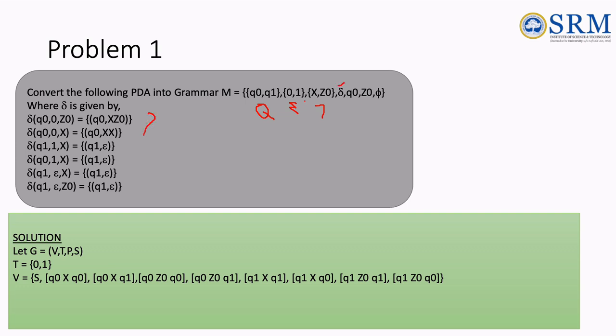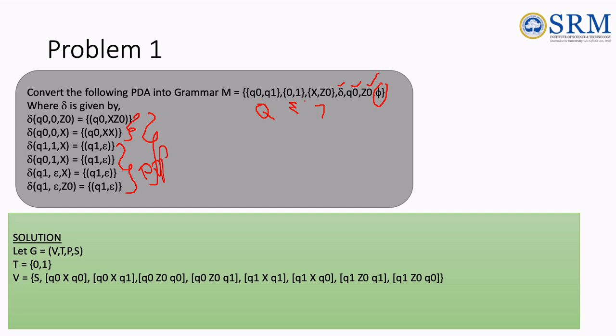So these are all of my deltas, and Q0 is my initial state, Z0 is a stack symbol, and they haven't specified any final state, which is very much fine. From this state itself, you can see that these are pop transitions, and these are all push transitions. So we need to apply that rule over here and the rule over here.